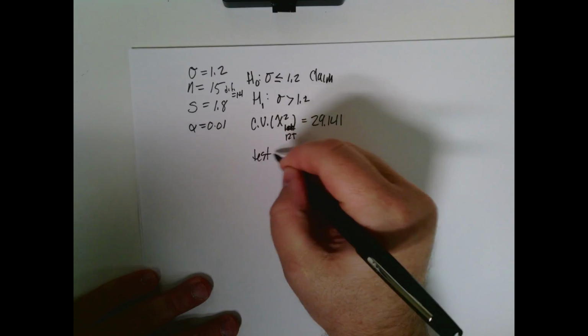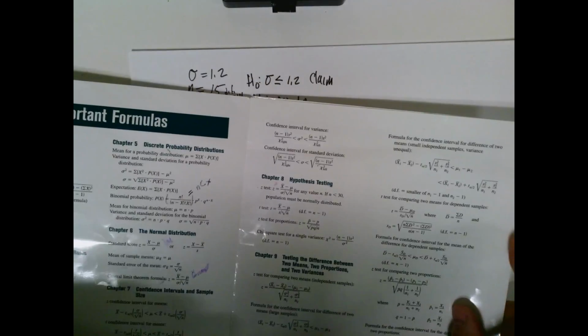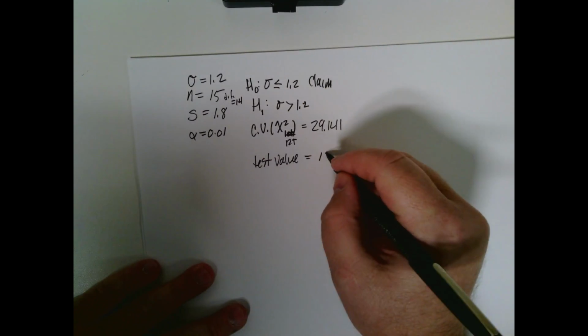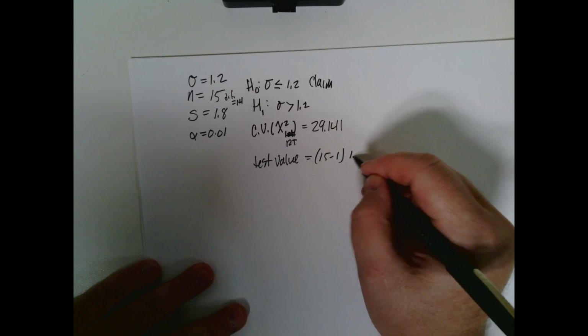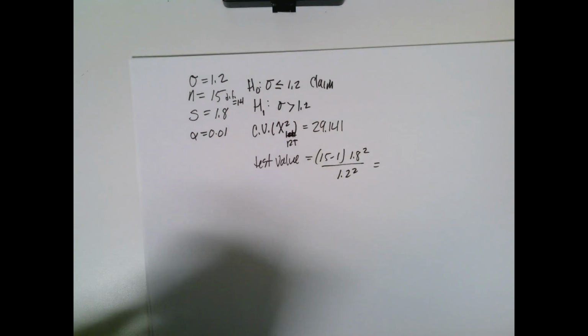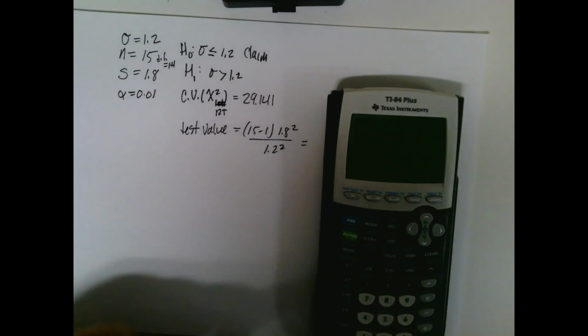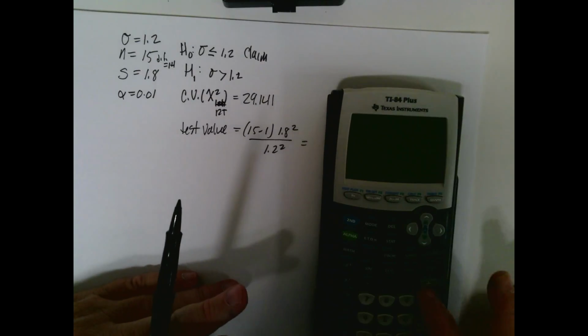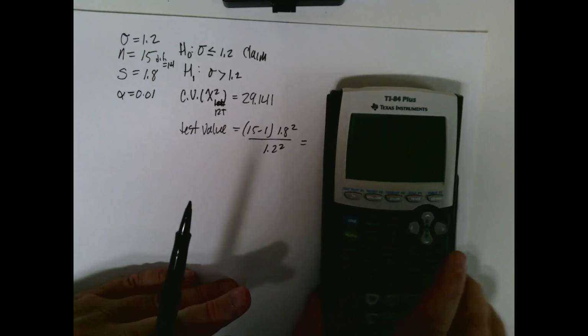Now we need our test value. And again, you can always just look them up on the formula if you're never sure. N minus 1 times s squared over sigma squared. It's right there. So we get n minus 1 times s squared over sigma squared. You got the calculator, and some of these things you can always do in your head, right? So 15 minus 1 is 14 times 1.8 squared divided by 1.2 squared, and we get 31.5.